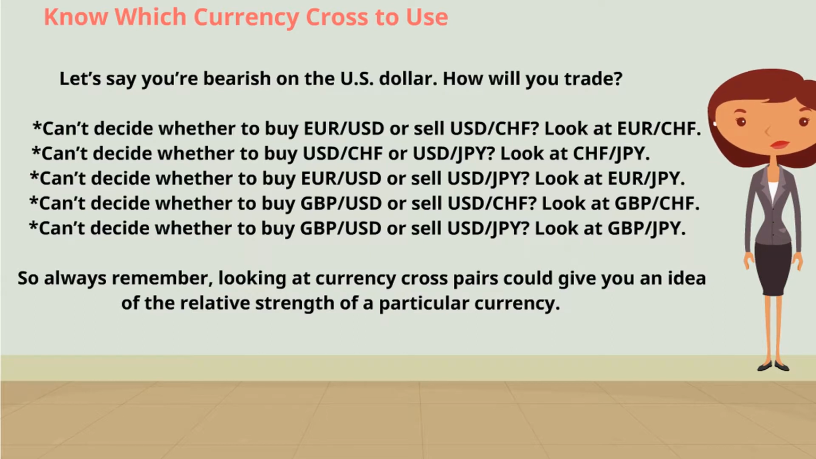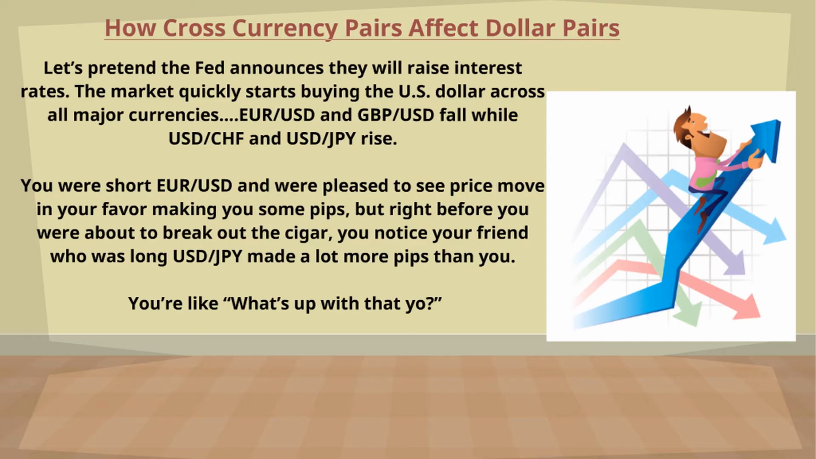Can't decide whether to buy pound sterling to US dollar or sell US dollar to Swiss franc? Look at pound sterling to Swiss franc. Can't decide whether to buy pound sterling to US dollar or sell US dollar to Japanese yen? Look at pound sterling to Japanese yen. So always remember, looking at currency cross pairs could give you an idea of the relative strength of a particular currency. How cross-currency pairs affect dollar pairs.